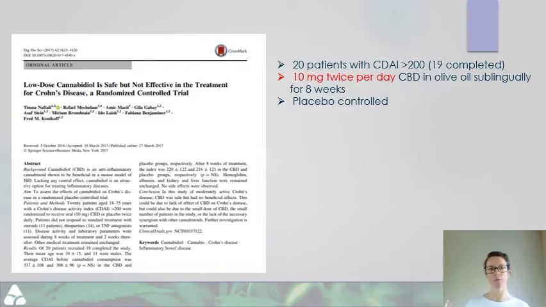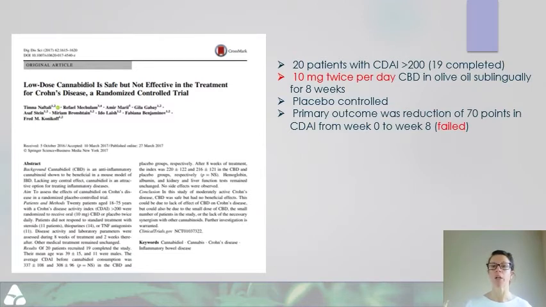And they were given 10 milligrams twice per day of cannabidiol in olive oil. Now, for those of you who are familiar with clinical use of cannabidiol, this is really a very low dose. So typically, cannabidiol would be used in the hundreds of milligrams per dosing. So 200 to 300 milligrams twice per day would be more typical than 10 milligrams. So anyway, they did this for 8 weeks and it was placebo controlled.